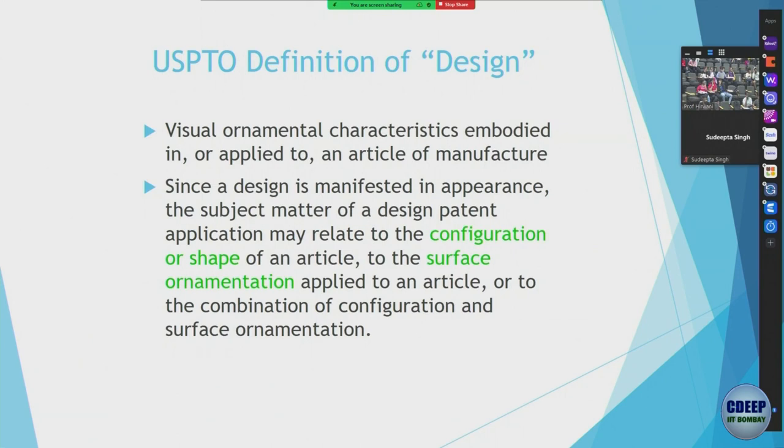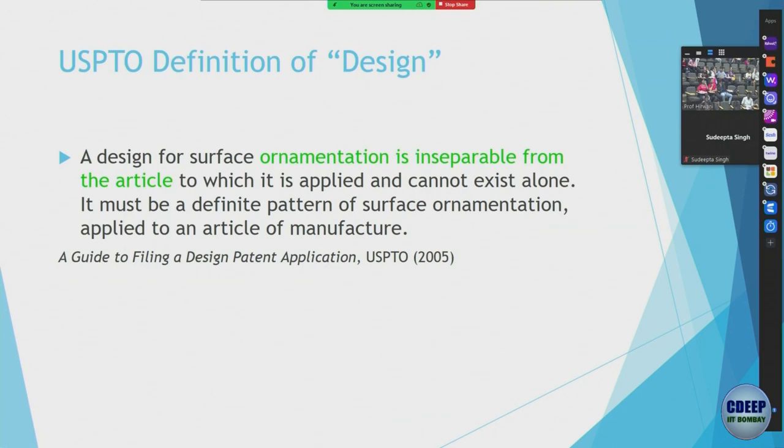Now, look at the USPTO definition of design. Visual ornamental characteristics embodied in or applied to an article of manufacture. Since it is manifested in appearance, it may relate to the configuration or shape of the article, or the surface ornamentation applied to an article, or to the combination of configuration and surface ornamentation. Ornamentation is inseparable from the article to which it is applied and it cannot exist alone. It must be a definite pattern of surface ornamentation applied to an article of manufacture.